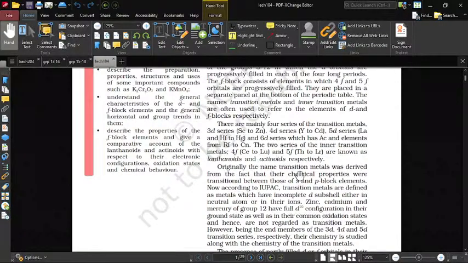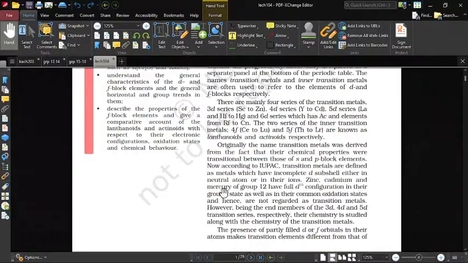Originally, the name transition elements was derived from the fact that their chemical properties were transitional between those of s and p block elements. Now, according to IUPAC, transition metals are defined as metals which have an incomplete d subshell either in the neutral atom or in their ions. Zinc, cadmium, and mercury of group 12 have a full d10 configuration in their ground state as well as in their common oxidation states, and hence are not regarded as transition metals. However, being the end members of the 3d, 4d, and 5d series respectively, their chemistry is studied along with the chemistry of transition metals.